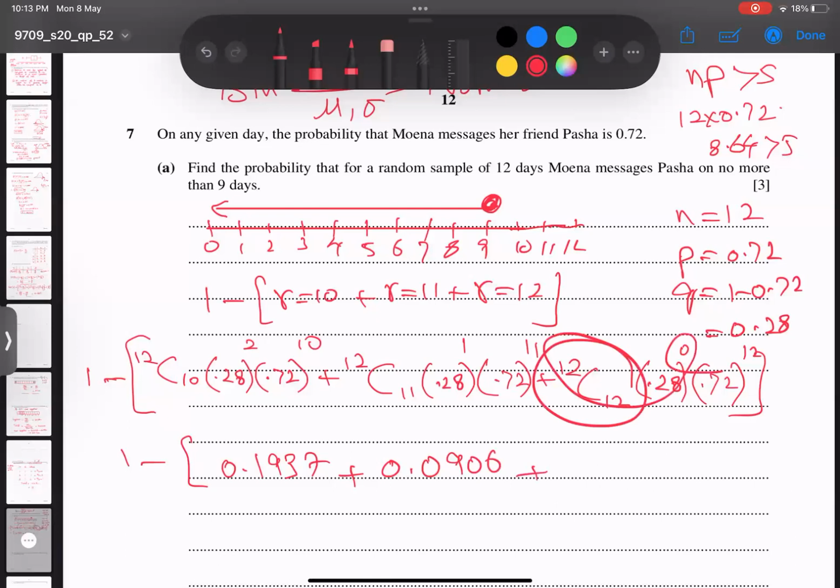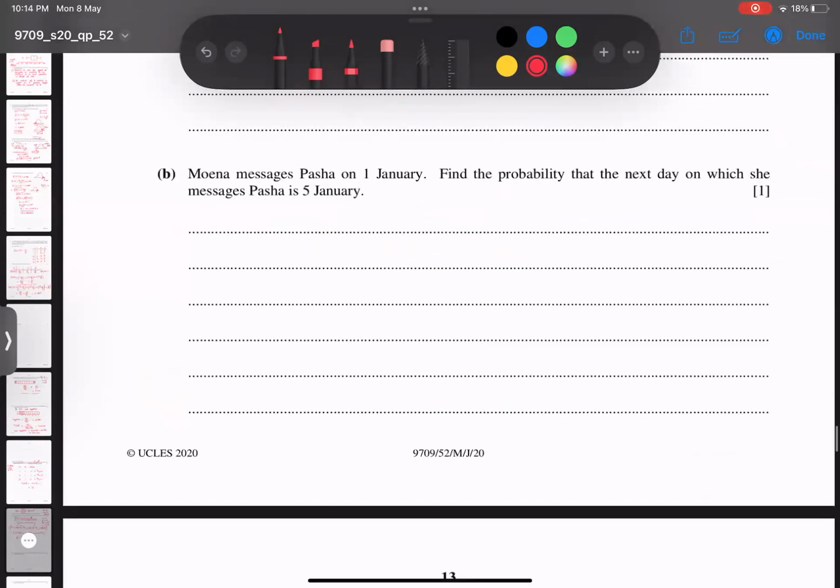So this is also 1 only, 0.72 to power 12, and I'm getting 0.01941. And if I subtract all from 1, so let me check, 0.1937, 0.0906, and 0.01941, the answer is coming 0.696, the probability. Okay, now let's go for the next question, students.